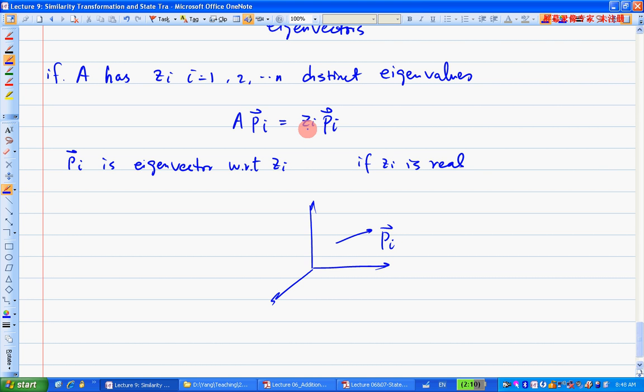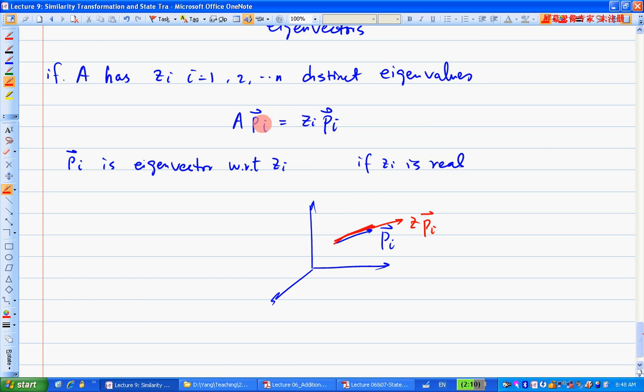Exactly, it just makes it longer or shorter. It only scales this vector, so you only have a scaled portion here. This is z_i times p_i, and this equals the other side, A multiplied by p_i.